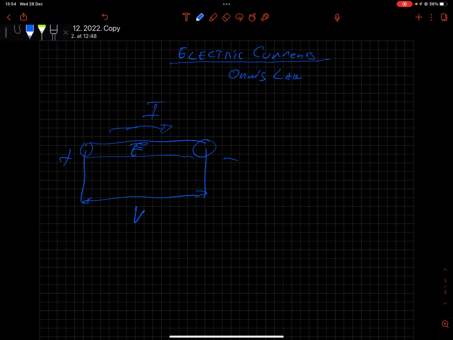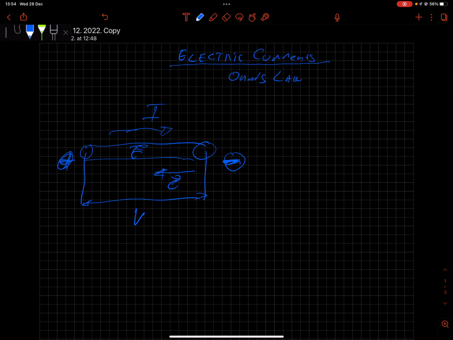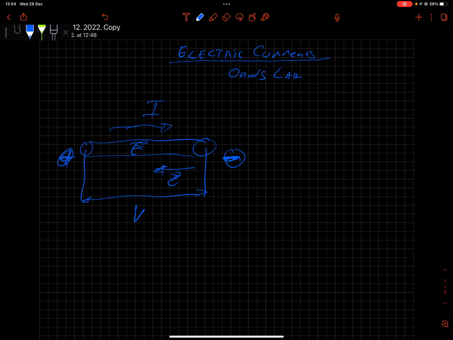So we have two directions of current. We have a physical, real direction of current, and the real physical direction of current is from minus to plus, and that's the real direction of electrons. But the technical direction of current is from positive to negative, from plus to minus. So that's just a convention, and it is what it is.